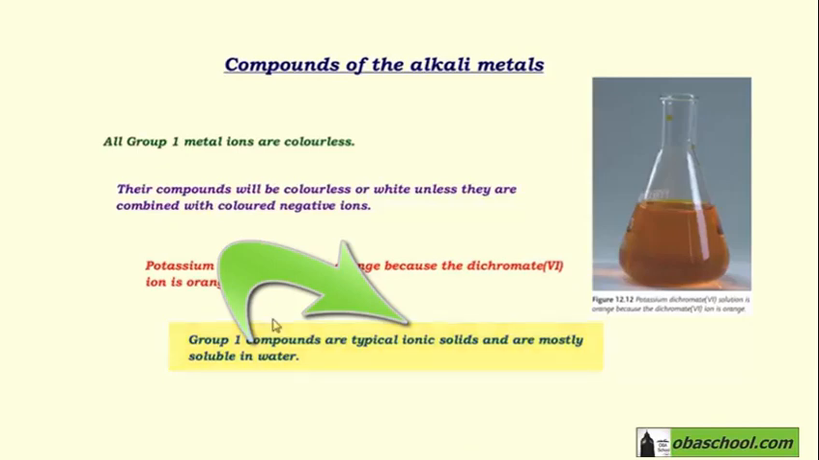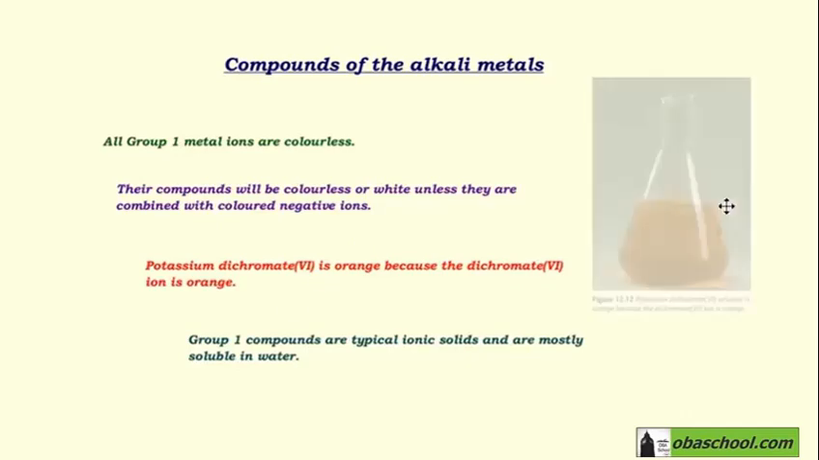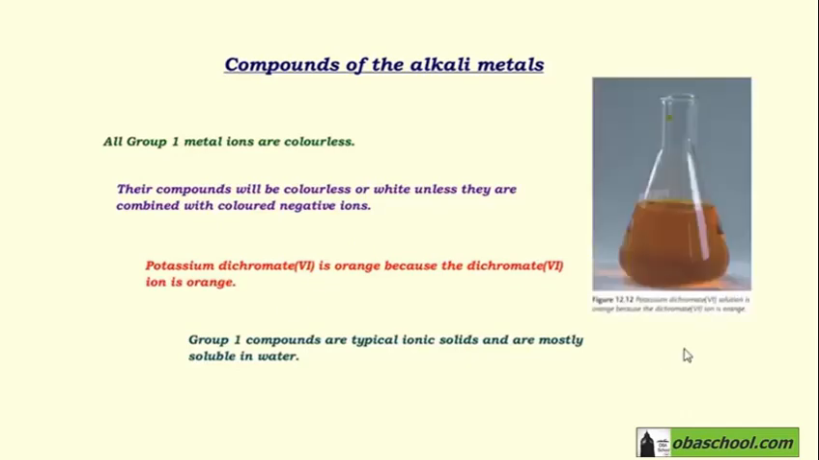So now we have learned some things about the compounds of alkali metals. Metal ions are colorless and their compounds must be colorless or white, but they can be colored in one case only: if another colored negative ion reacts with them, like potassium dichromate. The color of dichromate is orange, so it changes the whole potassium dichromate solution to orange.